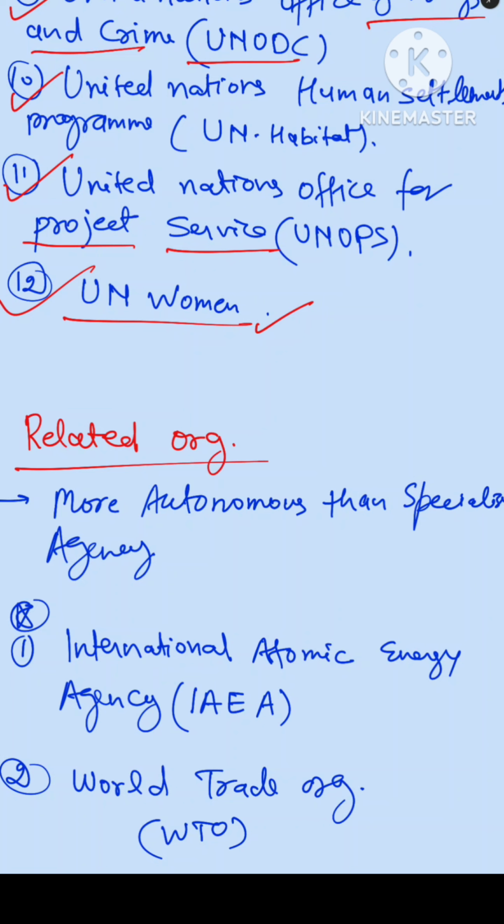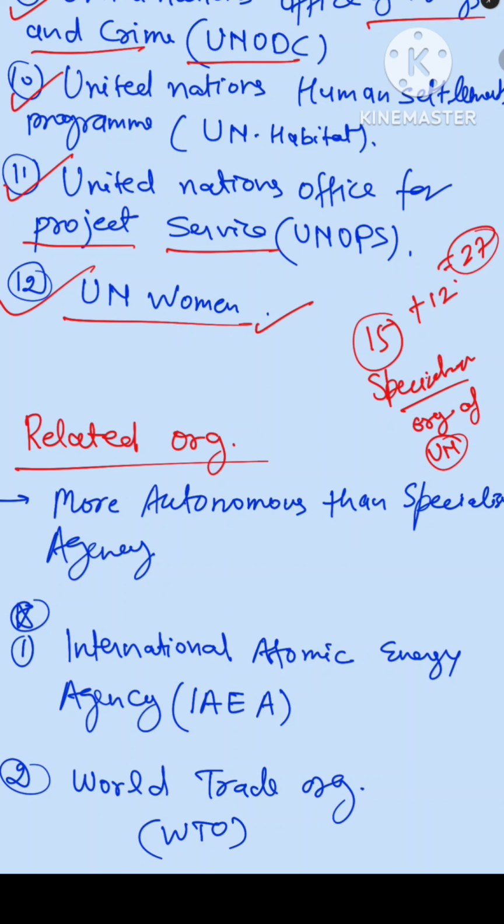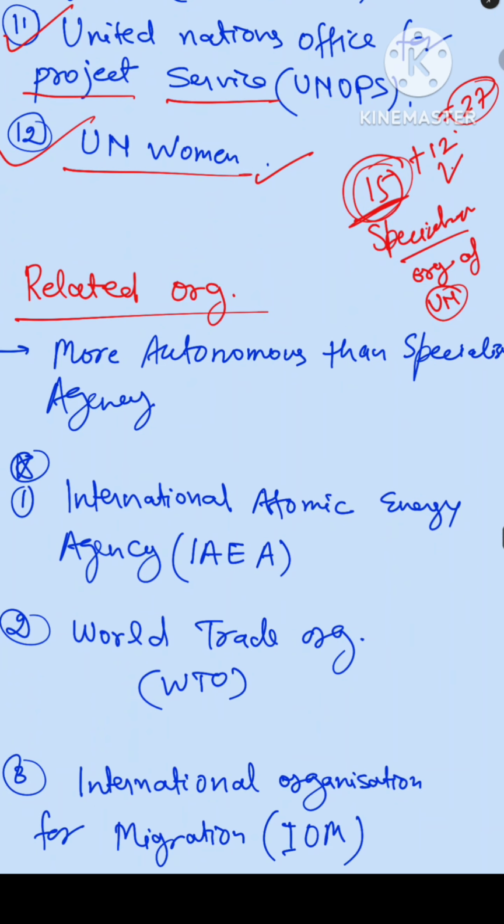So there are 12 funds and programs organizations of the United Nations, and 15 specialized organizations of the United Nations. So these total 27 organizations are important, but some are very important. Most of the time they ask, and a few names they put from here, and they ask whether it is a specialized agency or not. So this kind of question comes. So at least the important organizations we have to remember.